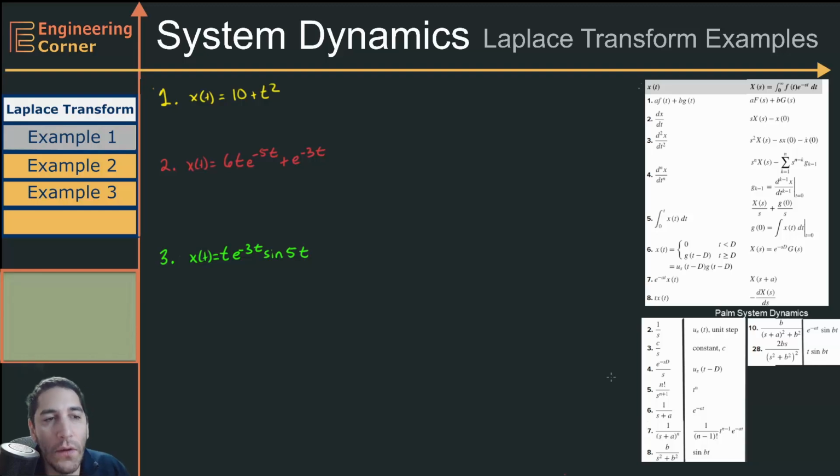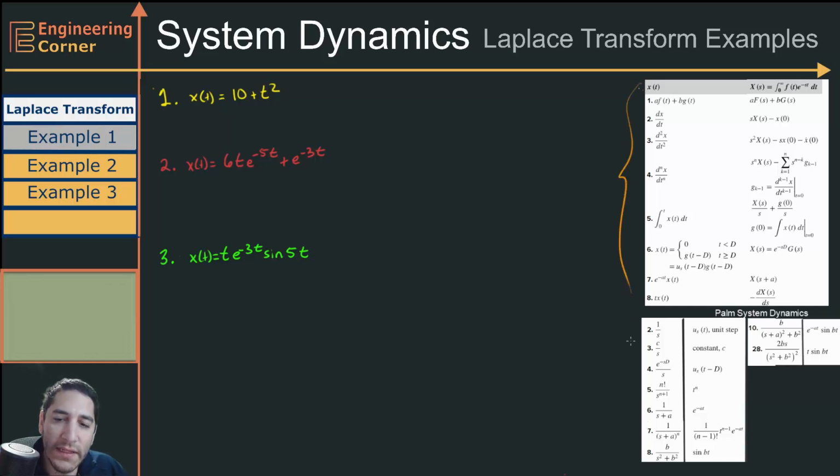In this video, I'd like to go over these three examples of taking a Laplace transform of a function. As we progress through these three different examples, the complexity of the function is going to increase. So we're going to start with example one, which is probably the easiest type of Laplace transform we can take. x of t is equal to 10 plus t squared.